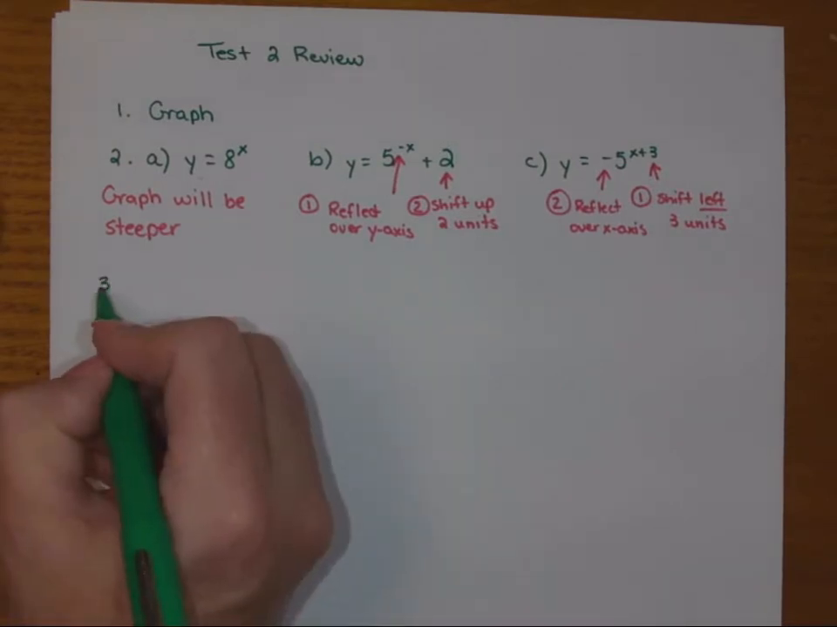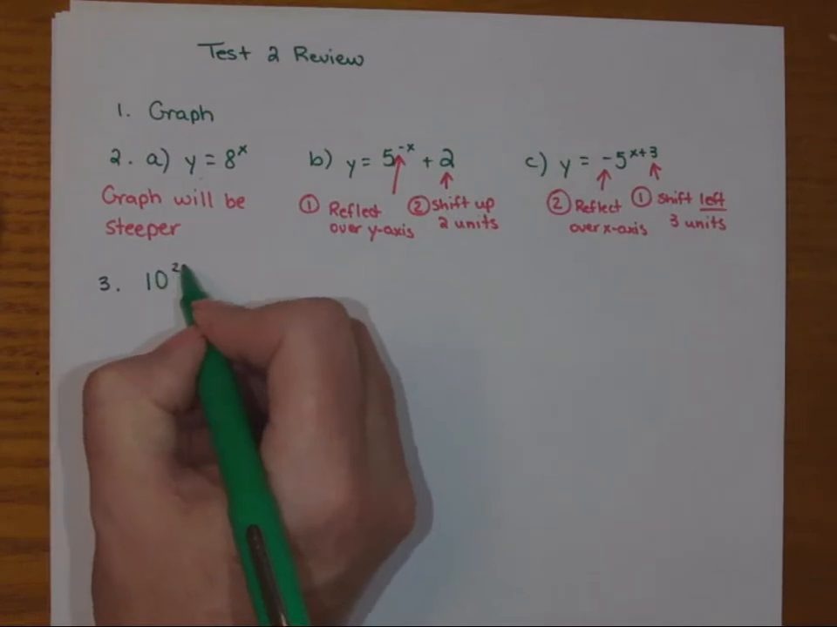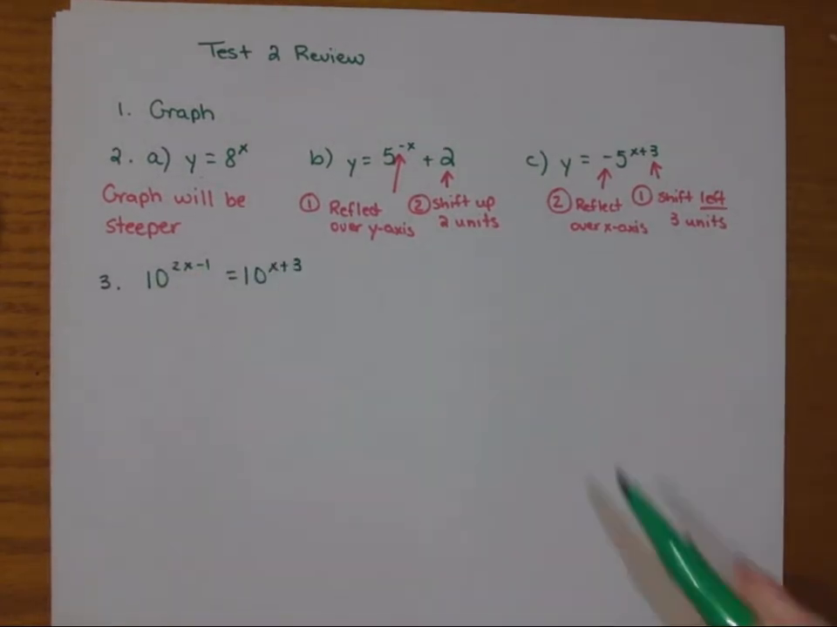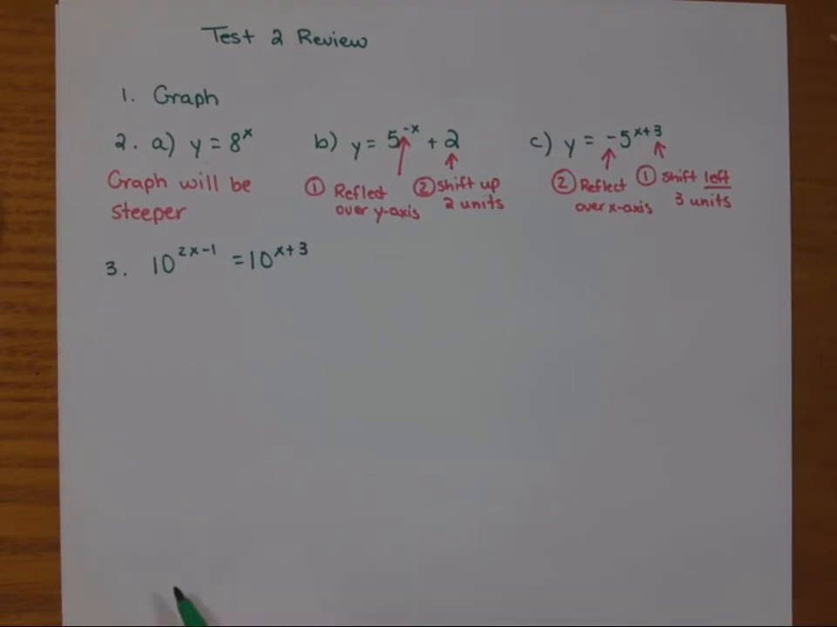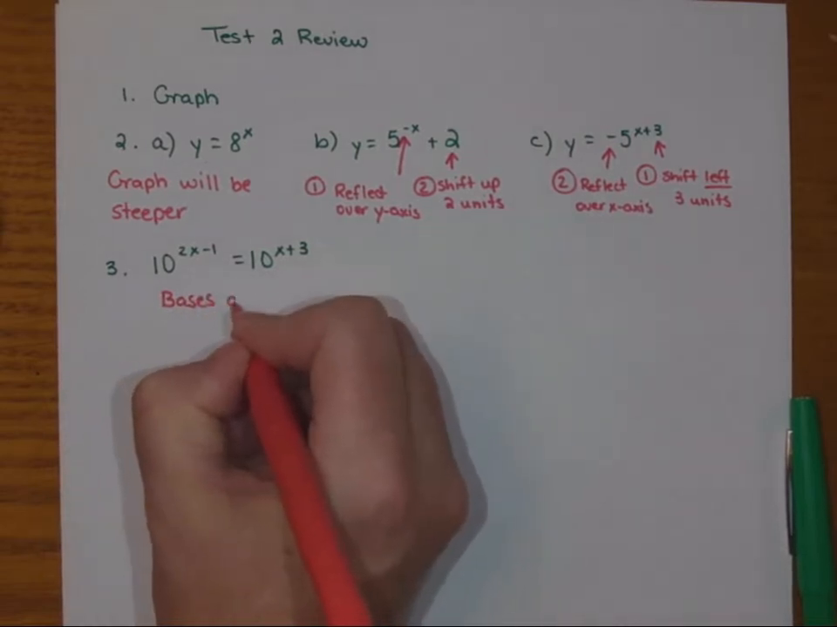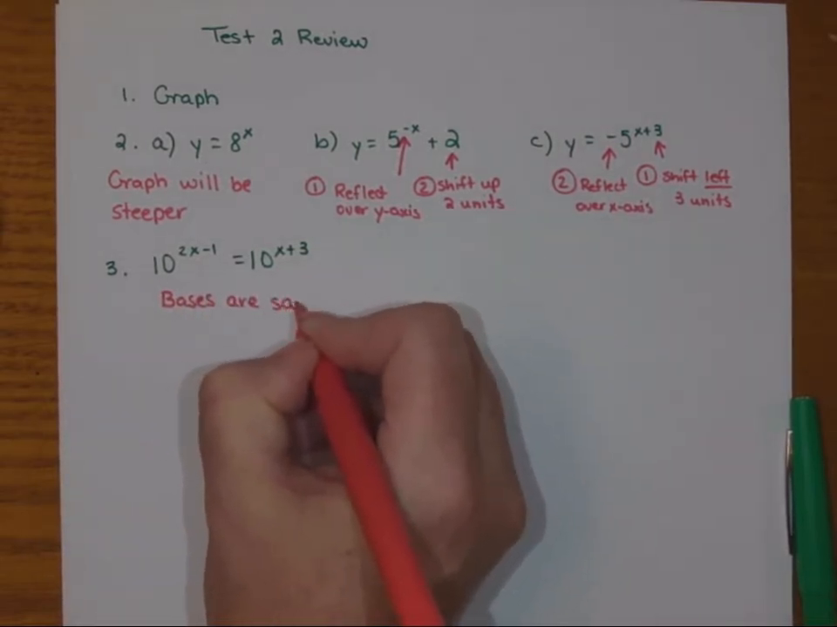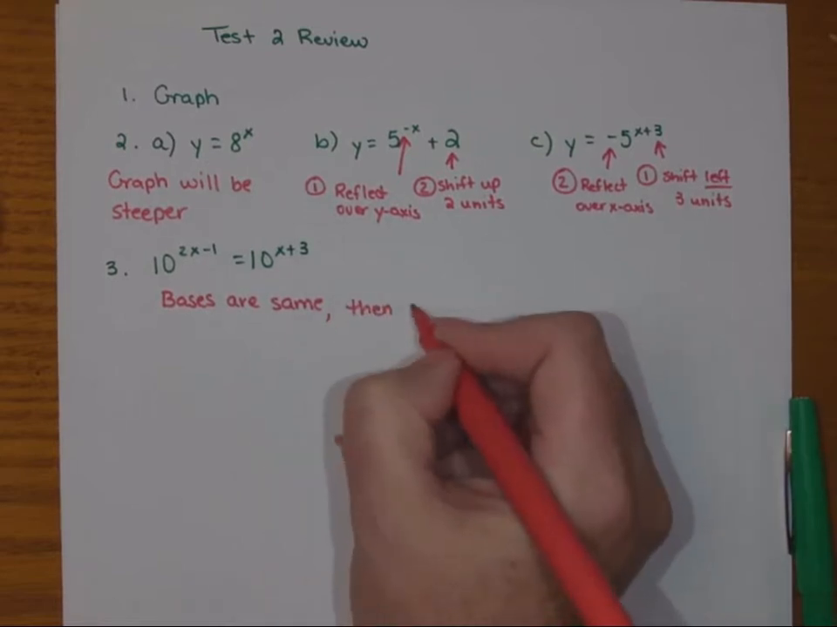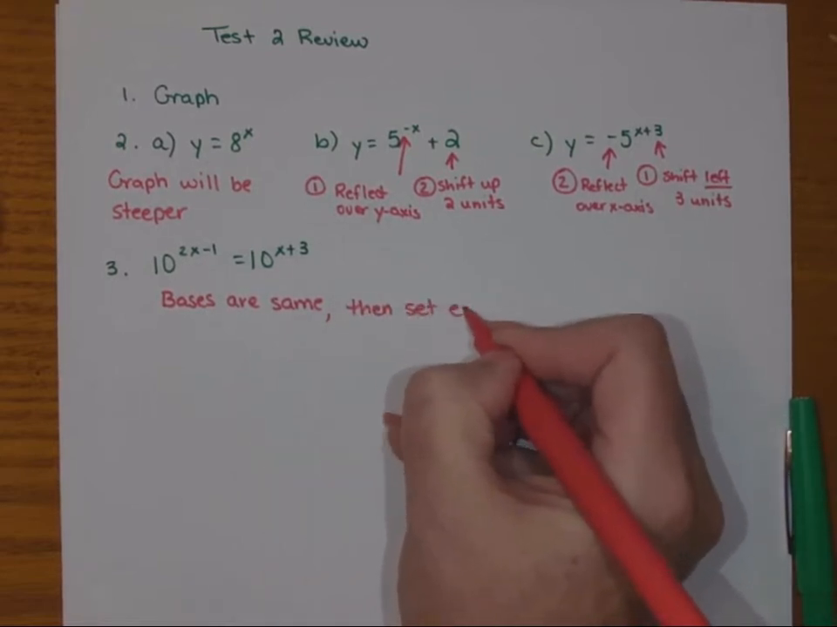Okay, so let's look at number 3. 10 to the 2x minus 1 power equals 10 to the x plus 3 power. Okay, so notice that here the bases are the same. So if you can get the bases the same, or if they already are, if the bases are the same, then we can set the exponents equal to each other.